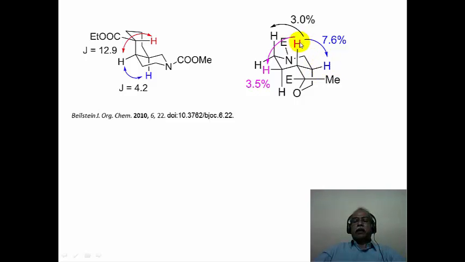This is a cis hydrogen. This is also a cis hydrogen. So one observes a nuclear Overhauser enhancement of 3 different hydrogens when the red hydrogen is irradiated in the molecule, essentially establishing the relative stereochemistry between these two centers and these two centers also for this molecule.